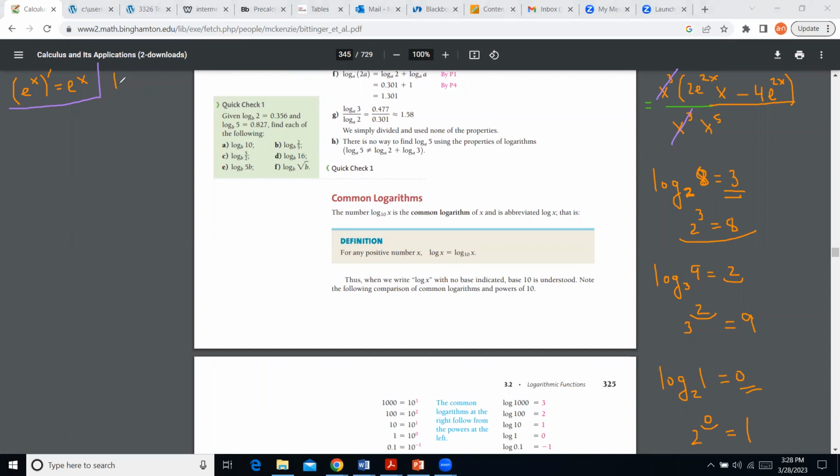So it turns out the logarithm of base 10 taken of number x, you can write as just log of x. And they call it a common logarithm. So there are some exercises that you will encounter.